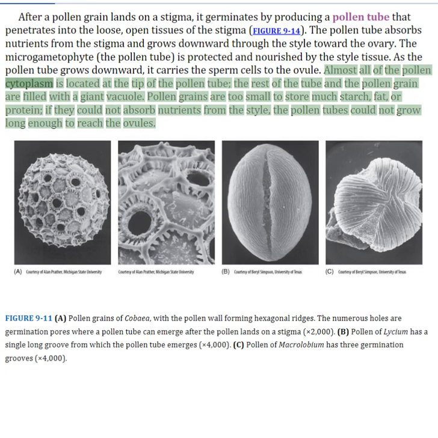Almost all of the pollen cytoplasm is located at the tip of the pollen tube. The rest of the tube and the pollen grain are filled with a giant vacuole. Pollen grains are too small to store much starch, fat, or protein. If they could not absorb nutrients from the style, the pollen tubes could not grow long enough to reach the ovules. Figure 9-11: pollen grains of Cobaea, with the pollen wall forming hexagonal ridges.